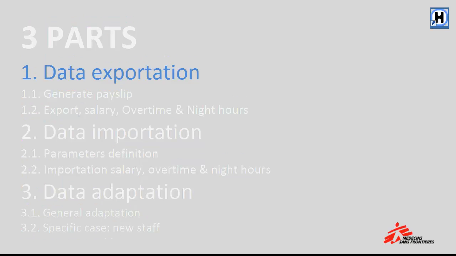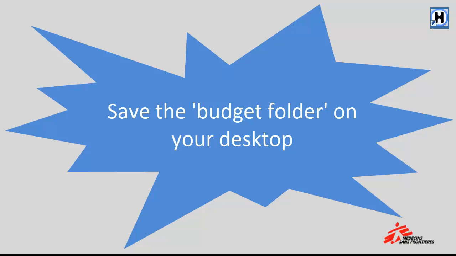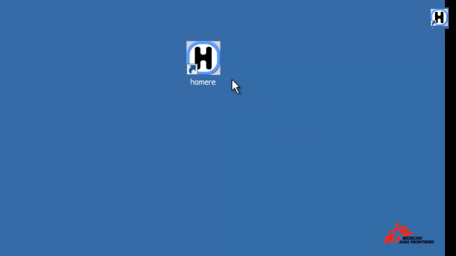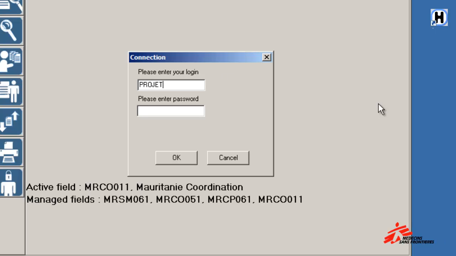Step 1. Exporting pay variables from HomeAir. Before starting the export proper, make sure you have saved the budget file to your desktop that is located on the OOPS platform in the HR section. In addition, make sure you have updated the latest version of the statistics file located on the FTP. Once you are sure that these 2 files have been saved, open the HomeAir software, log in using your ID and usual password.